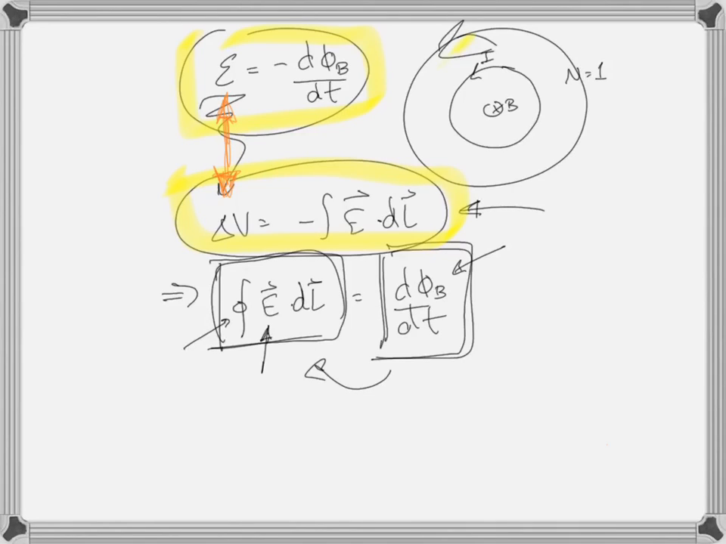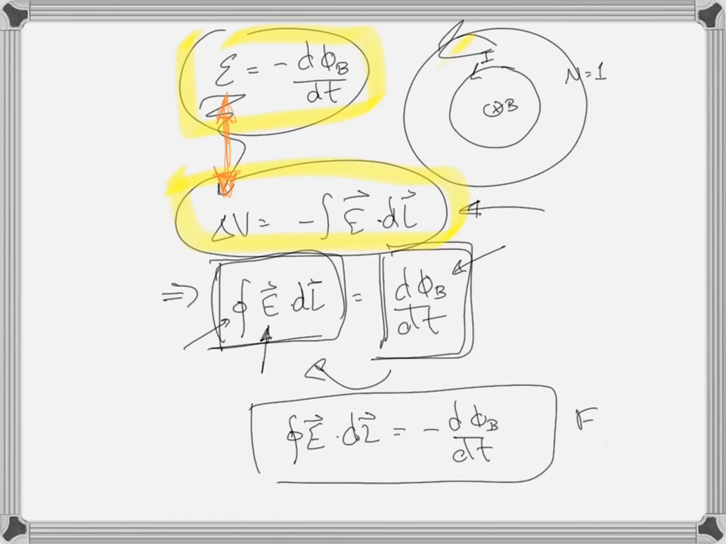And so what you end up getting is that there is a minus on here. So again, this equation that I wrote is in magnitude. The actual correct equation is the integral of E dot dl equals minus d phi B dt. And so that is Faraday's law. It's still called Faraday's law. We've just replaced the induced EMF with its equivalent of an electric field.